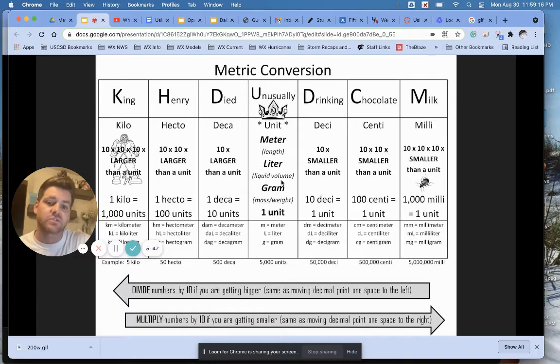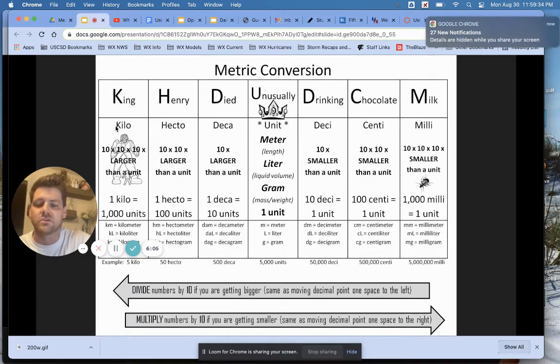Now, notice to either side of it, if you go towards the right, you're talking about smaller. So you have a meter. If you're talking about a centimeter, that is smaller than a meter. But if you're talking about a kilometer, that is larger than a meter.